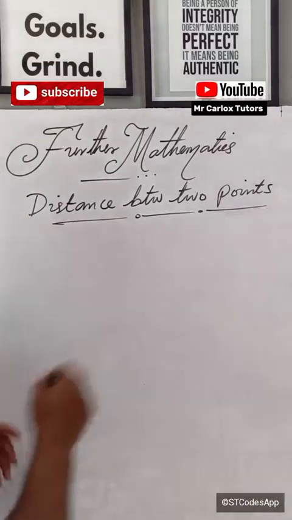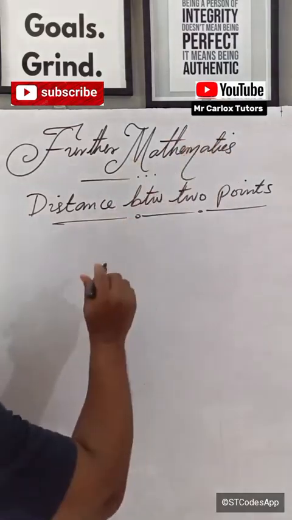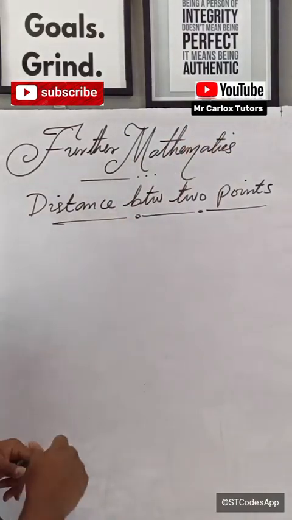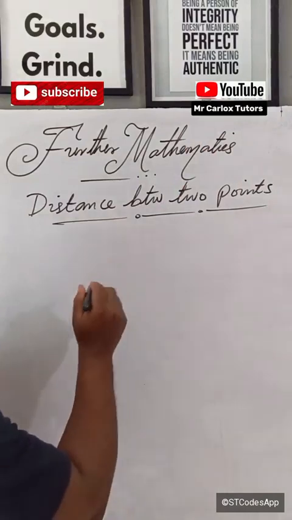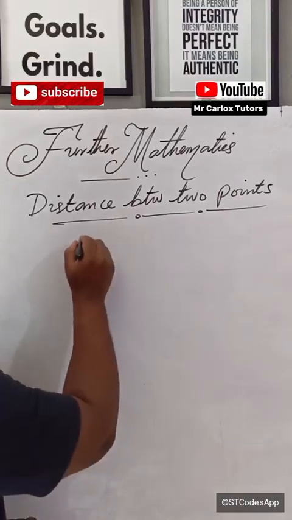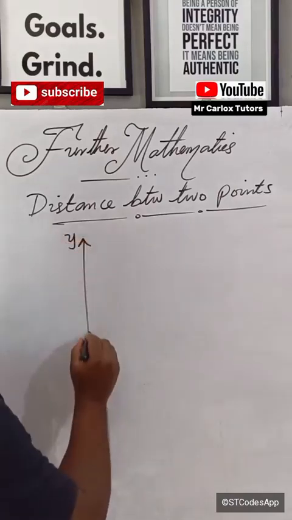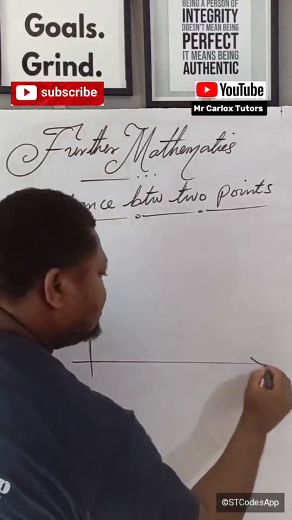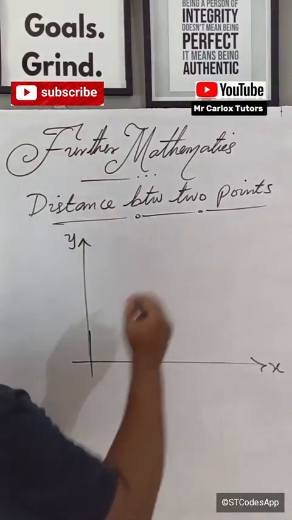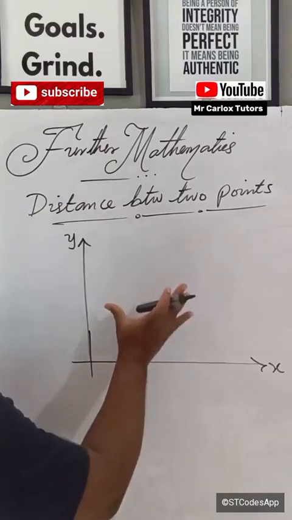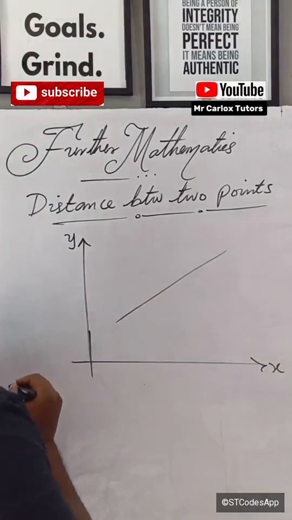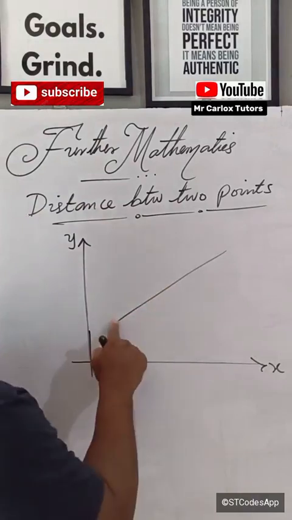Very simple. First of all, let's look at this Cartesian plane that has x and y axis, or x abscissa and y ordinate. We have this y-axis and we have this x-axis. Now, for 2 points, let me assume this line is a straight line on the plane, and it has 2 points.